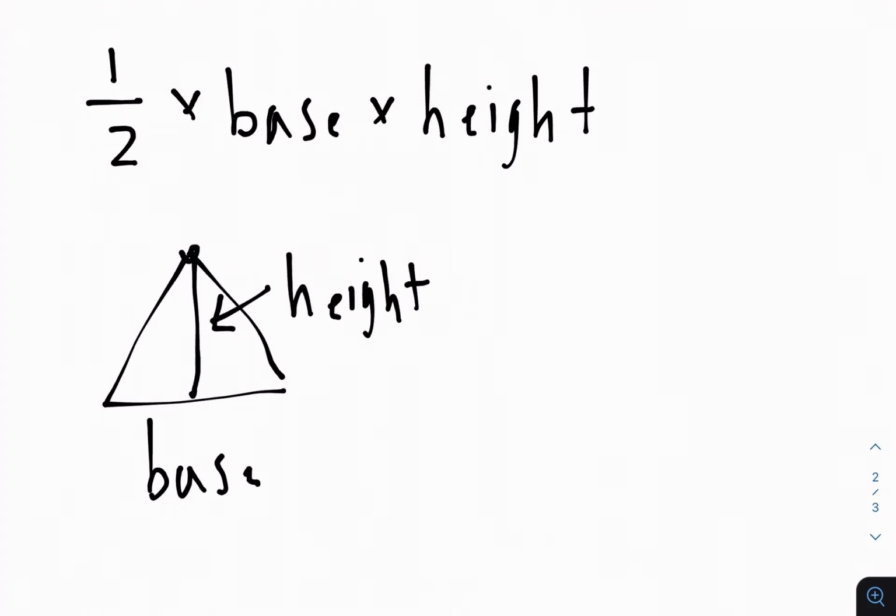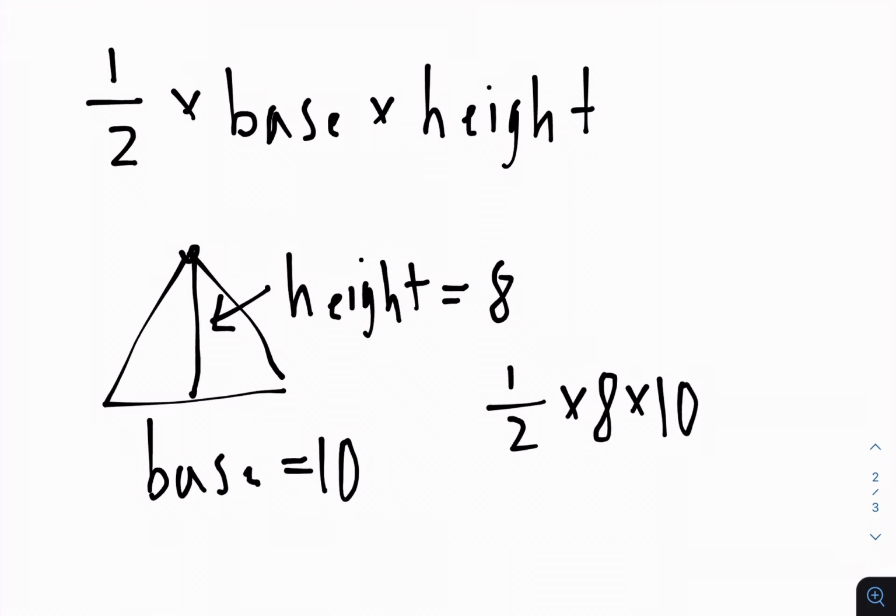So let's consider a triangle with the base of 10 and the height of 8. Since we know the area equals 1/2 base times height, we just do 1/2 times 8 times 10, and just get 4 times 10, and that equals 40. So that means that the area of this triangle is 40 units squared.